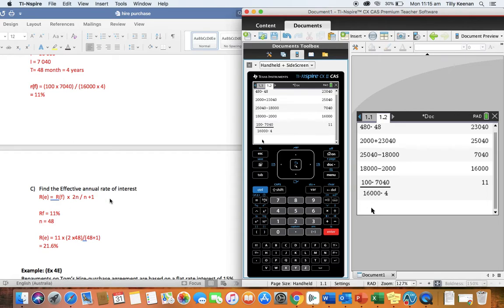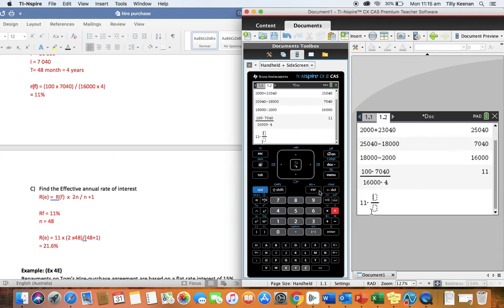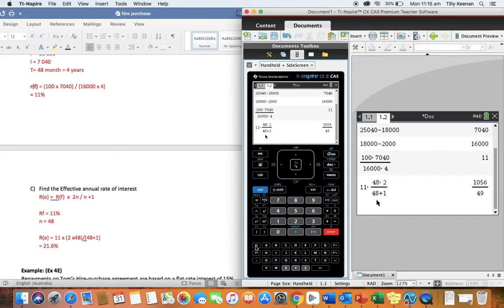So using my rule, I have my 11% times 48 as my N times 2, using our rule that we've got here, divided by, on the bottom, 48 plus 1. Okay, so this is our effective interest rate rule. I press enter, and this is equivalent to 21.6%. Okay, so that's how we find our effective interest rate.